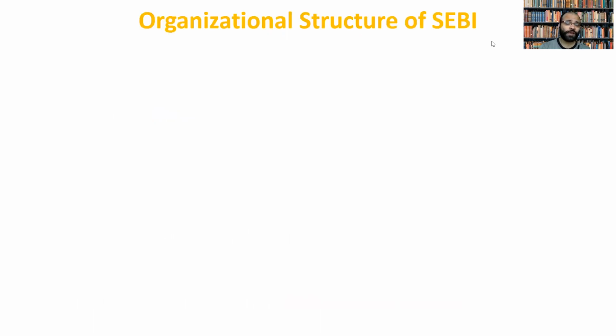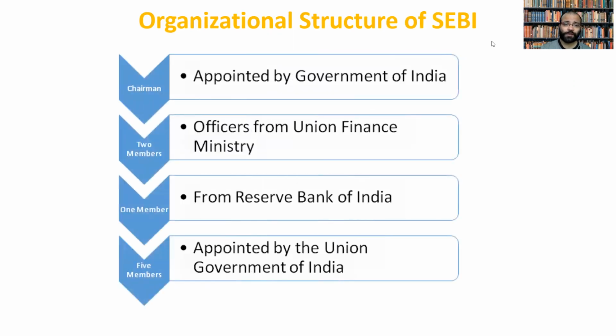Now, there is also an organization structure to be understood regarding SEBI's regulations. There are totally 9 members in SEBI. Starting with the top level is the chairman, who is appointed by the government of India. Then the second category is 2 members who must be officers from the Union Finance Ministry. The third category would be 1 member from the Reserve Bank of India. And the last category would be 5 members appointed by the Union Government of India. So totally comprising 9 members in SEBI.